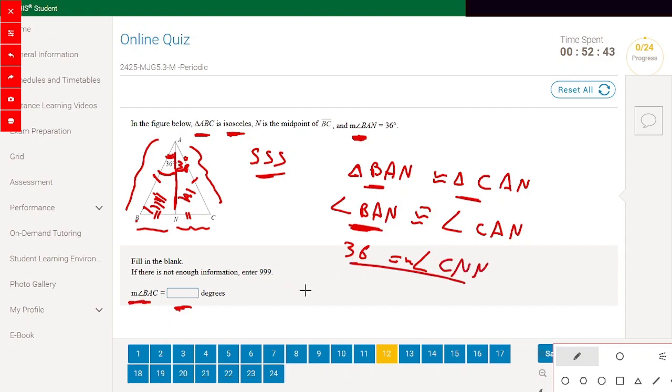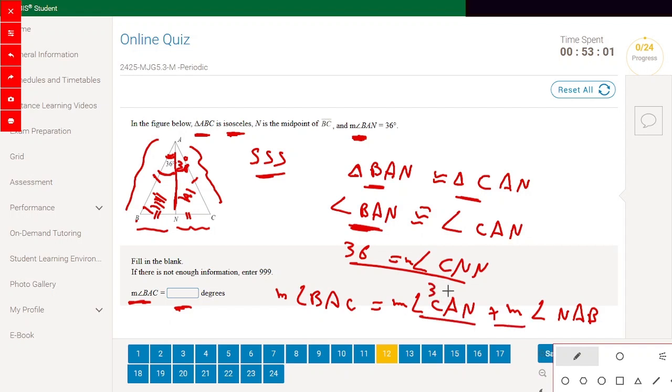So now, the measurement of BAC will be equal to the measurement of angle CAN plus the measurement of angle NAB, and both of them are 36, 36. So the answer will be 72. So here it will be 72.